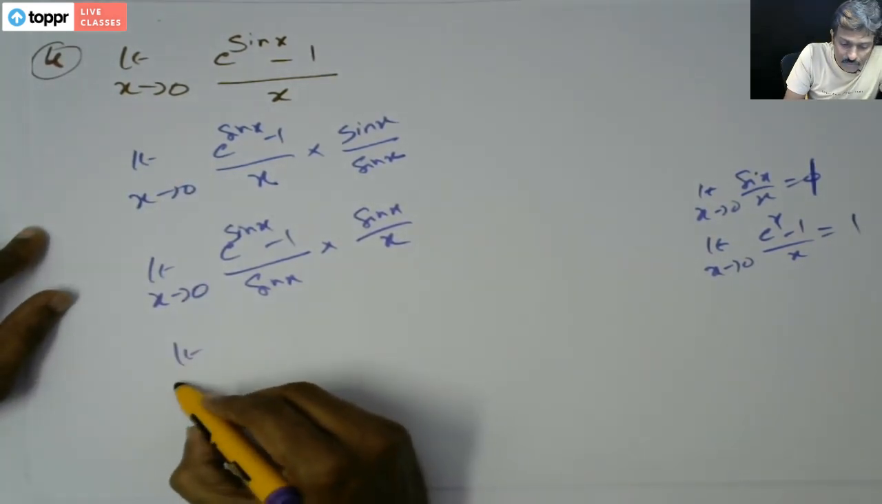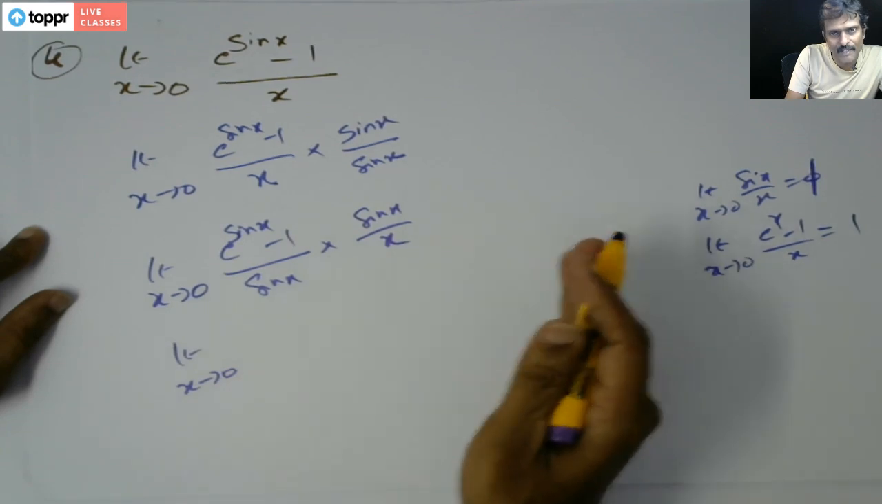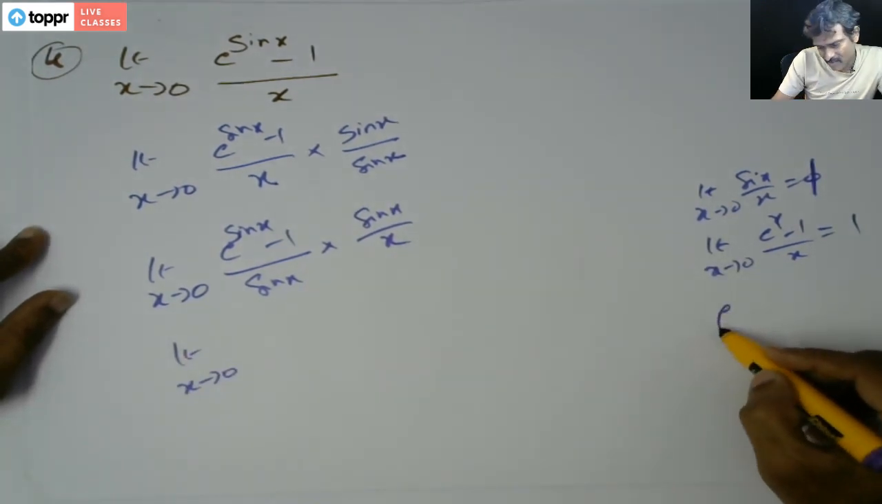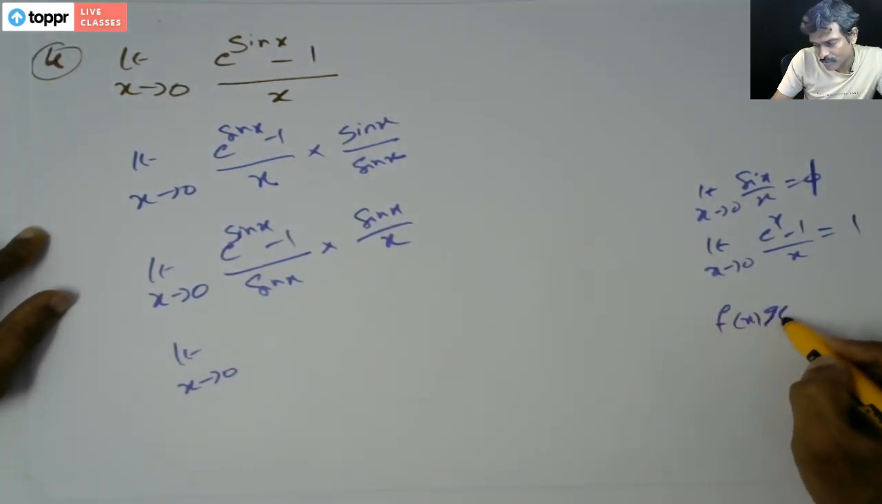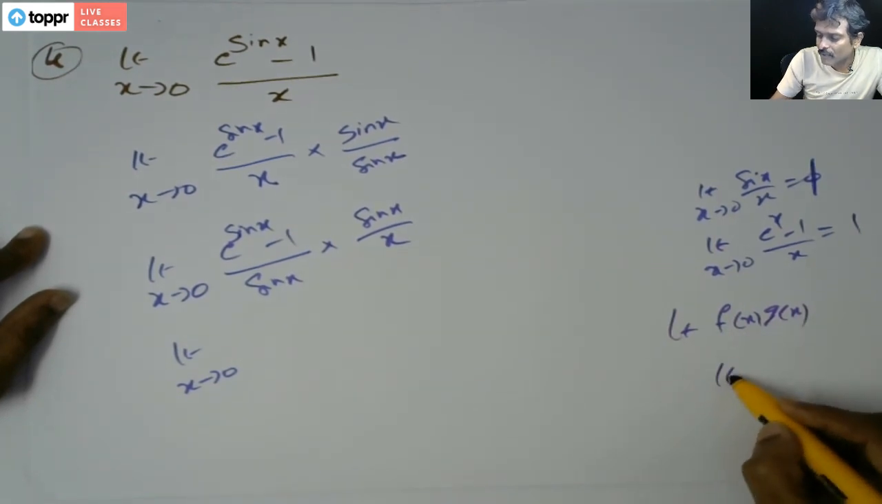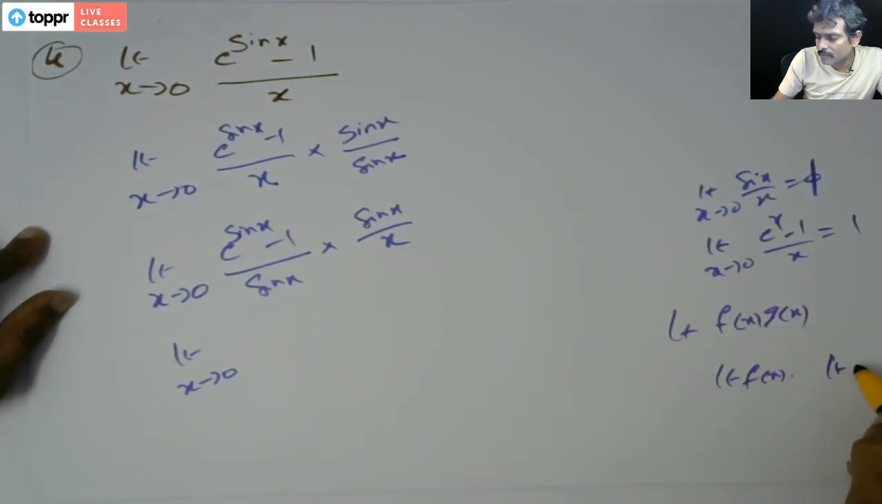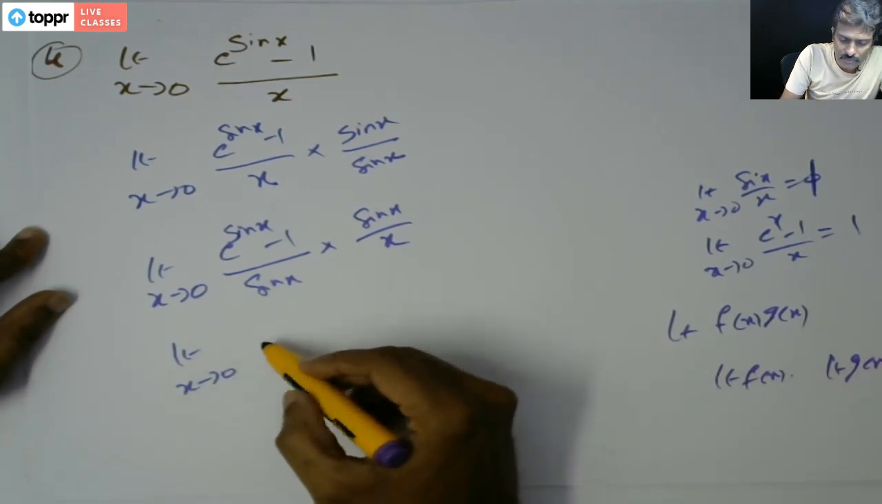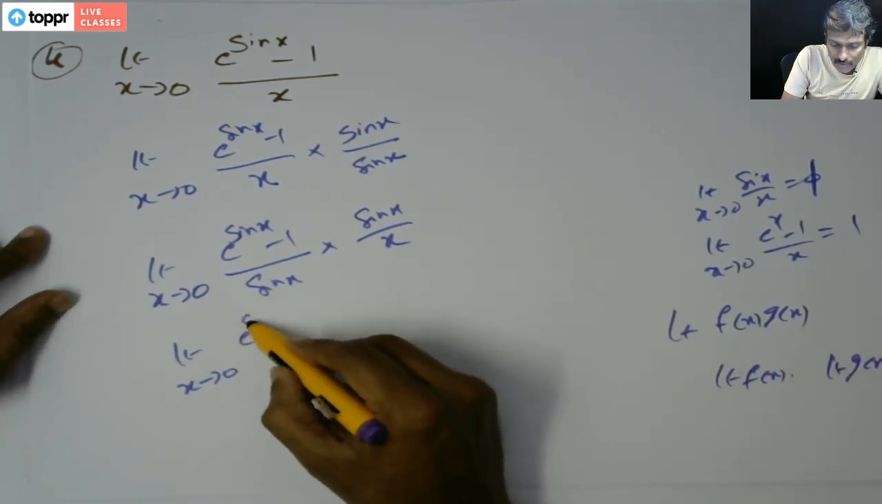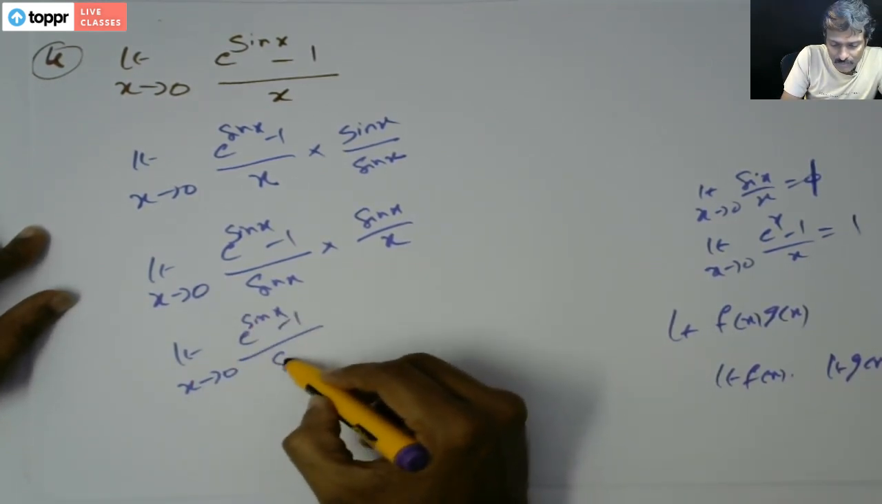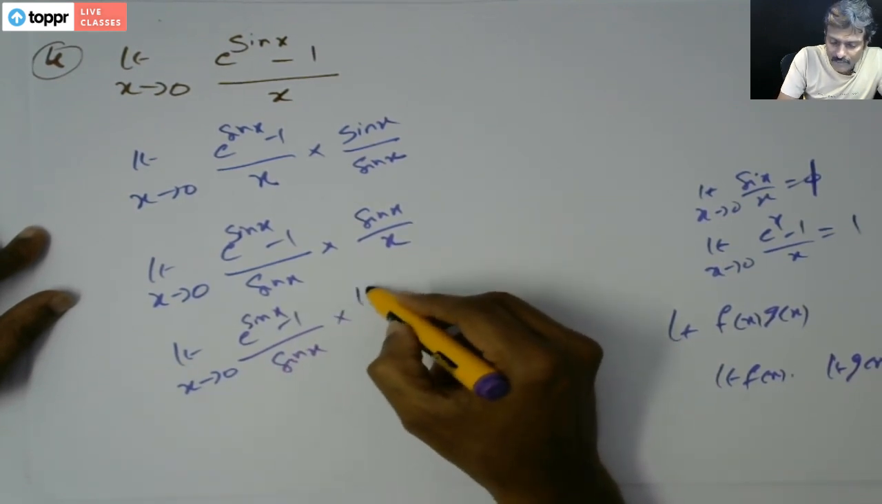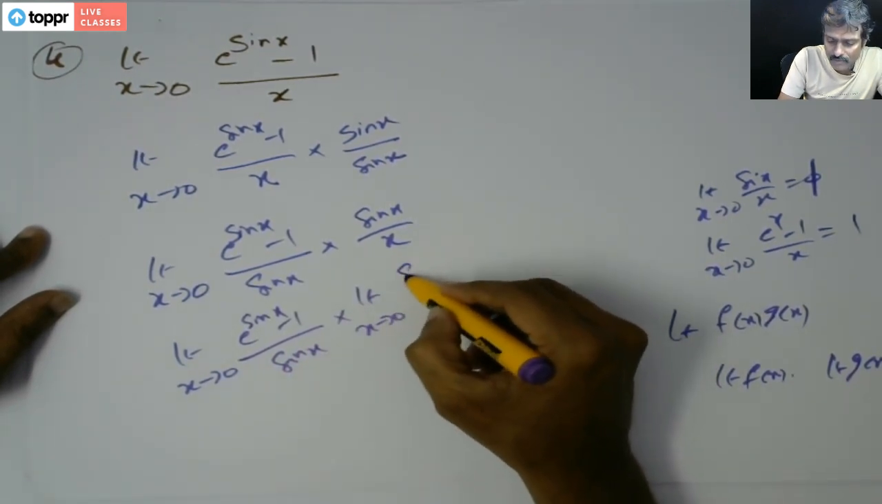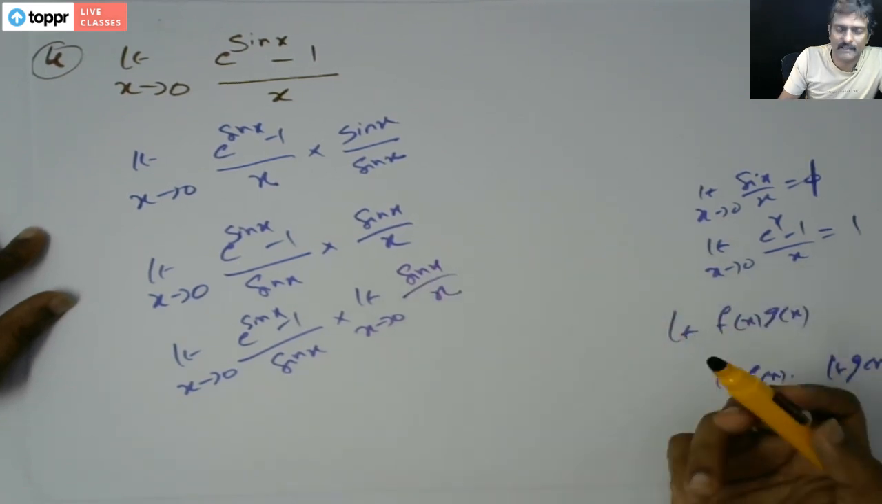Now what can we do? Limit x tends to 0. We can write the limit for the two things. This is a basic rule, you know: for f of x into g of x, when the limit is applied, you write limit f of x into limit g of x. So that's what we are going to do here. Limit of (e power sin x minus 1) by sin x times limit x tends to 0 of sin x by x.